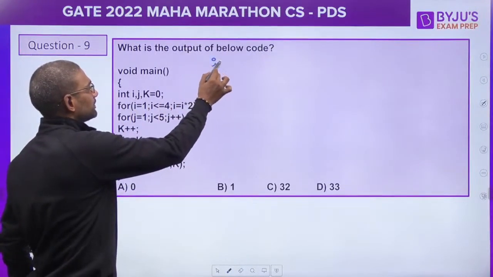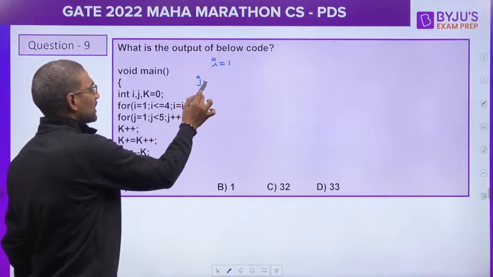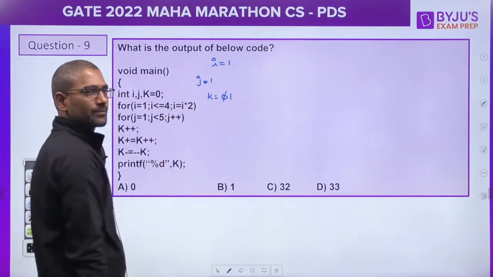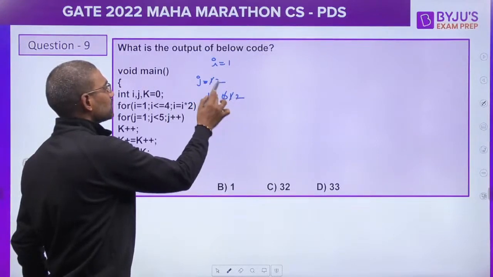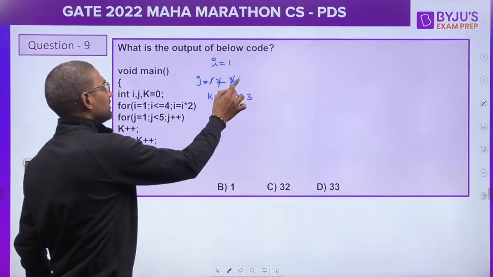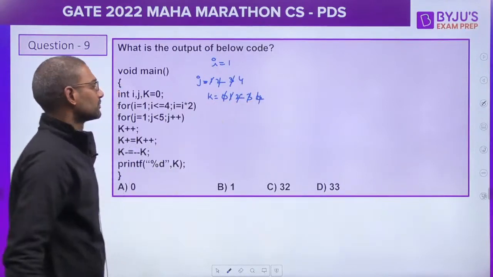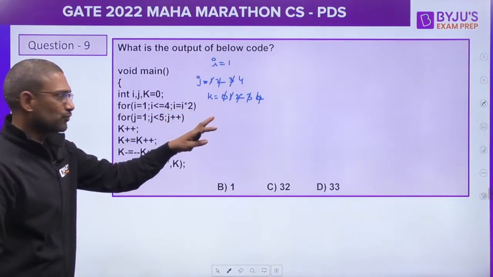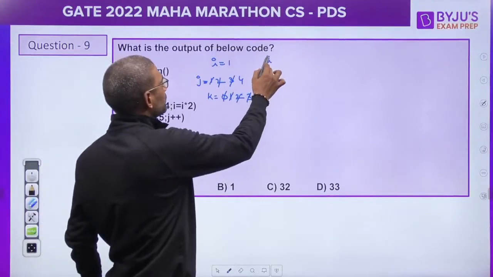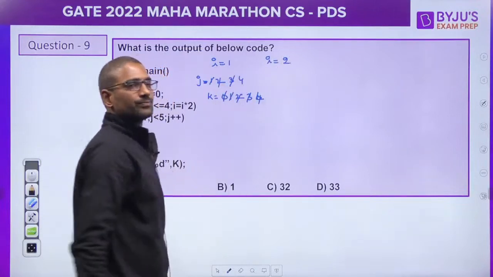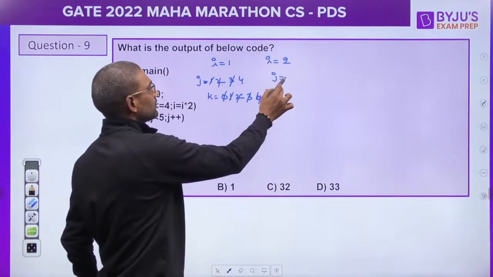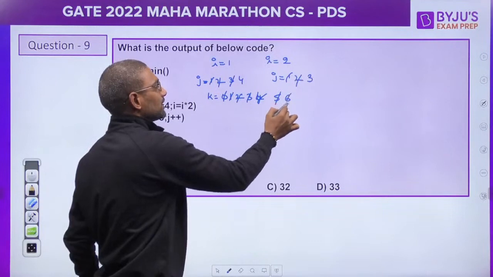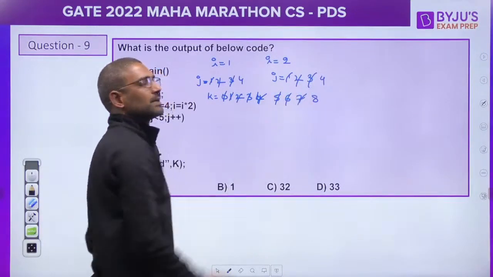So first i is equal to 1, then j is 1, then k goes from 0 to 1, then j will be 2, k will be 2, j will be 3, k will be 3, j will be 4, k will be 4. When j is 5, the inner loop ends. So the k value is 4. Now i becomes 2, 1 into 2. j starts with 1 again. When j is 1, k becomes 5, j is 2, k becomes 6, j is 3, k becomes 7, j is 4, k becomes 8.